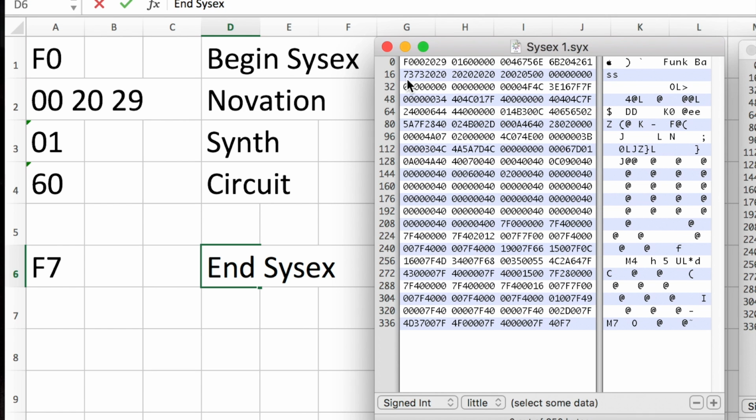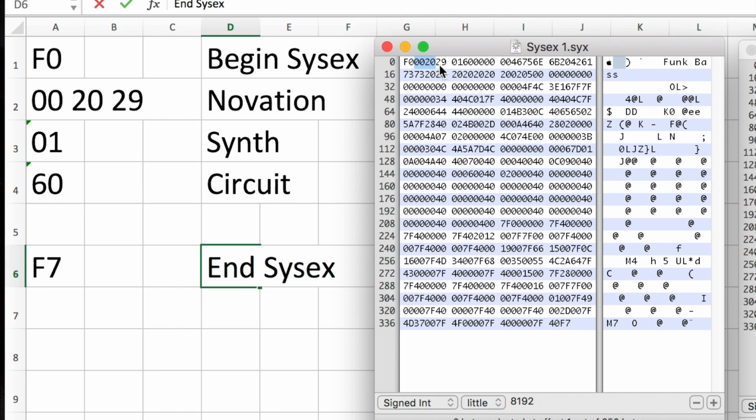But now that we understand hex and some things about how we might read this file, let's go ahead and examine what is in the Sysex file. It starts out with a byte that says F0, and that is a universal byte that means start the Sysex. That's with any manufacturer, not just Novation.